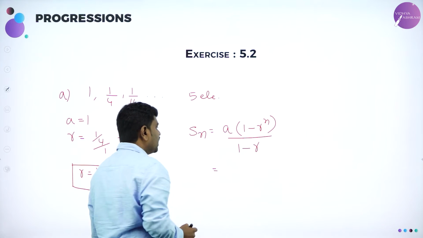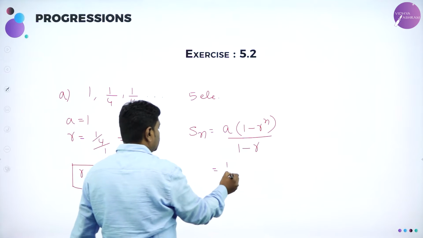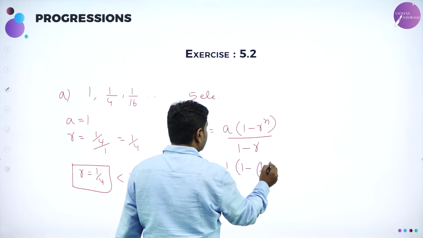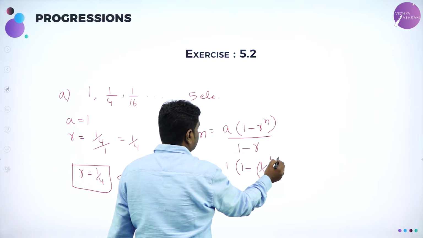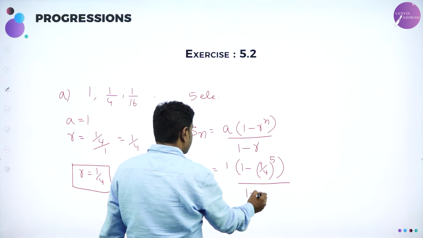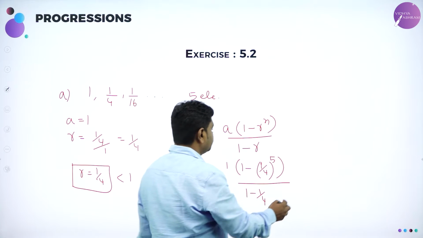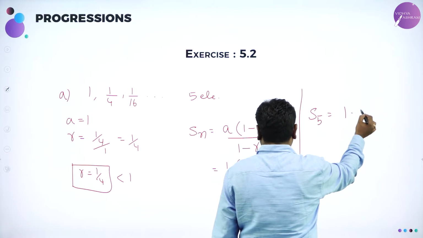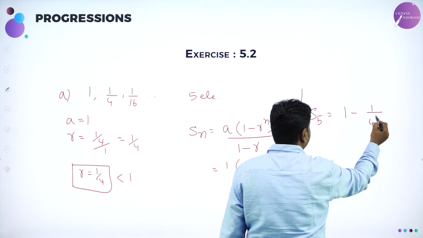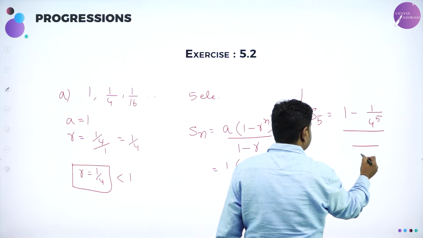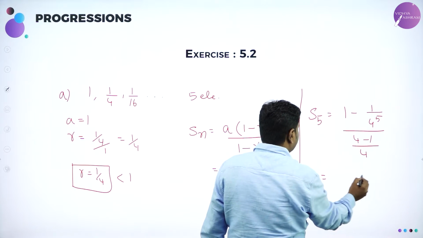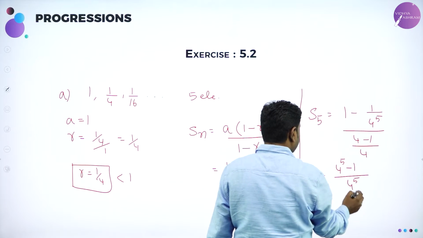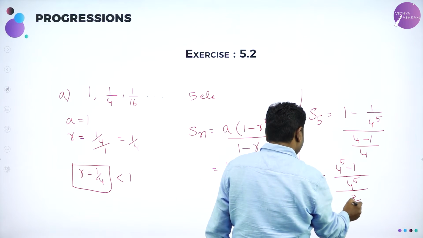So now coming to this, what is A? The first term, that is 1, into 1 minus R power n. What is R? 1 by 4 power n. N is what? The sum of 5 elements, power 5, divided by 1 minus 1 by 4. Now simplify this. S5, the sum of 5 elements, is 1 minus 1 by 4 power 5 divided by, with 4 as the LCM, 4 minus 1. So for the numerator, taking the LCM, 4 power 5 minus 1 over 4 power 5, divided by 4 minus 1, which is 3 by 4.